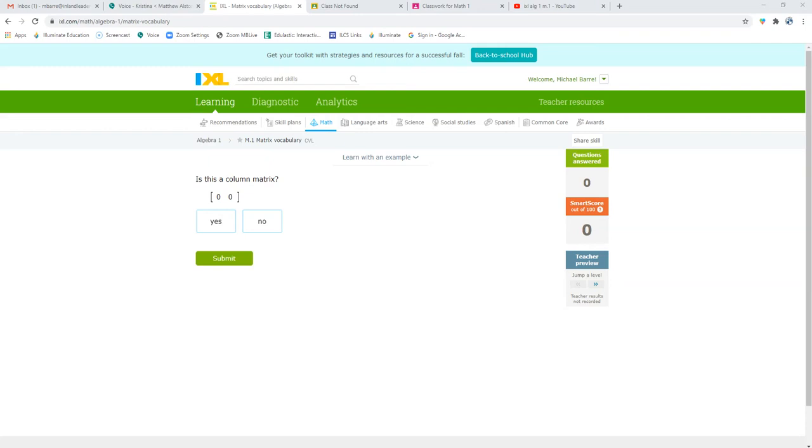First question, is this a column matrix? No, this is not a column matrix. Column matrices go up and down. Is this an identity? No, this is not an identity. An identity would have all ones on the diagonal and then zeros.